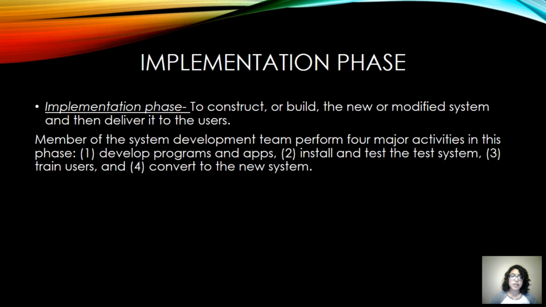The implementation phase is basically to construct or build a new or modified system and then deliver it to its users. The members of this system development team perform 4 major activities in this phase. Number 1, they develop programs and apps. Number 2, they install and test the system. Number 3, they train the users. And number 4, they convert to the new system.